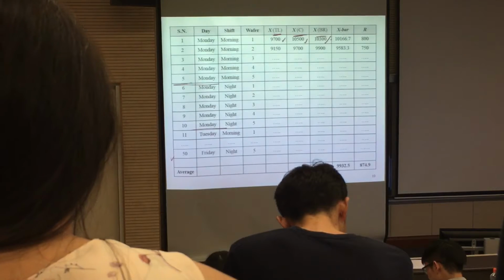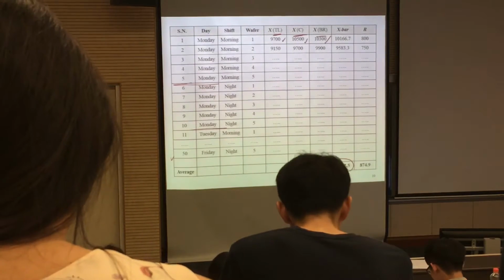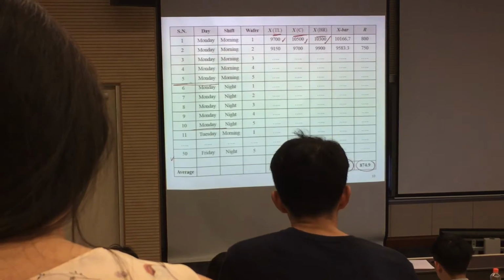And then X bar and R. So control chart. This is X bar. This is R bar.